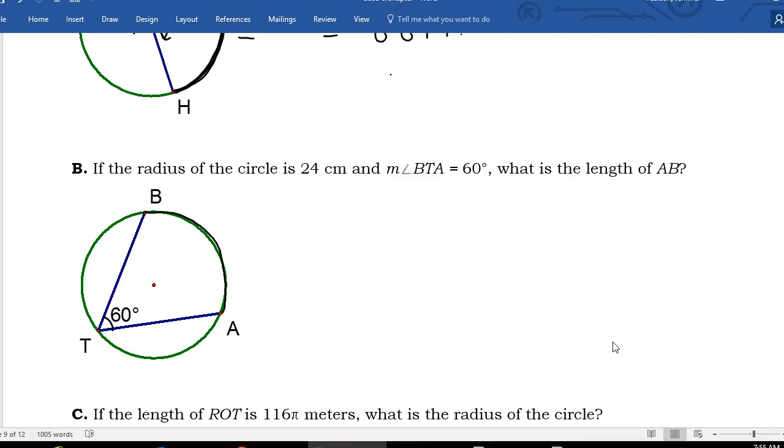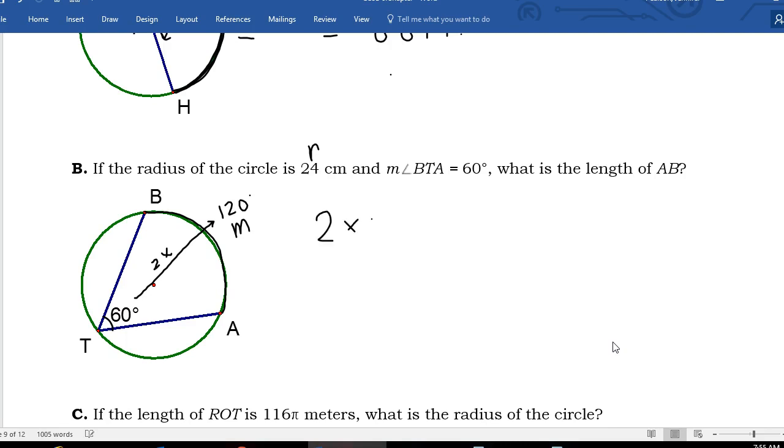So if you think back to lesson 6.3, if I want to bring that inscribed angle out to figure out the measure of the arc, I need to double it. So my arc is actually going to be 120 degrees. That's the value I'm going to use for m in my length formula. And I also have the radius given to me up here, so now we can plug and chug.